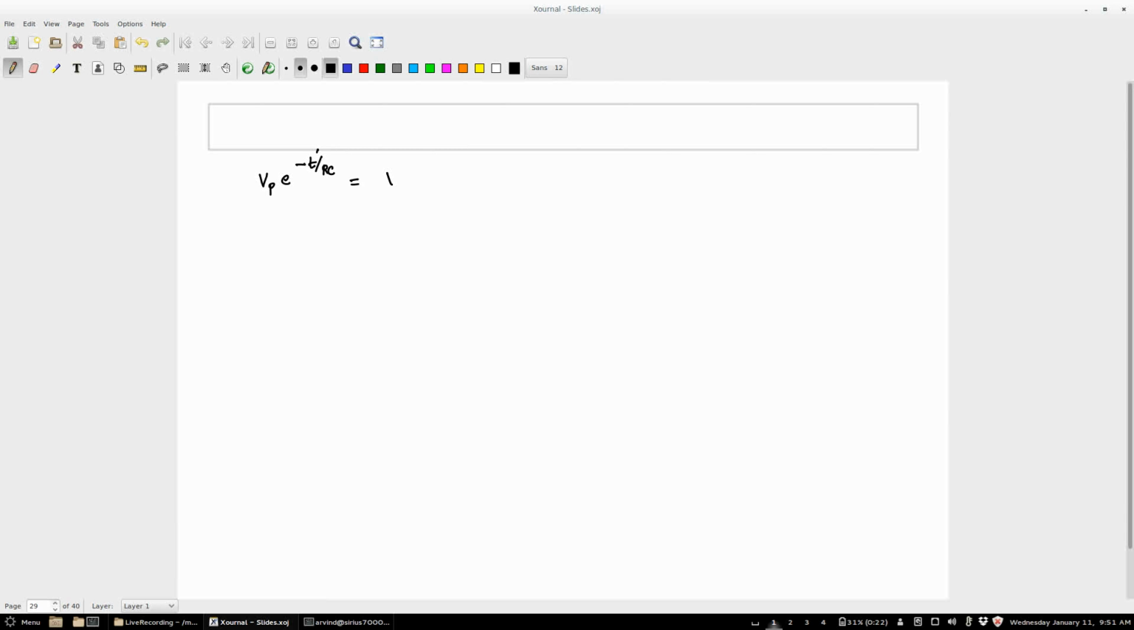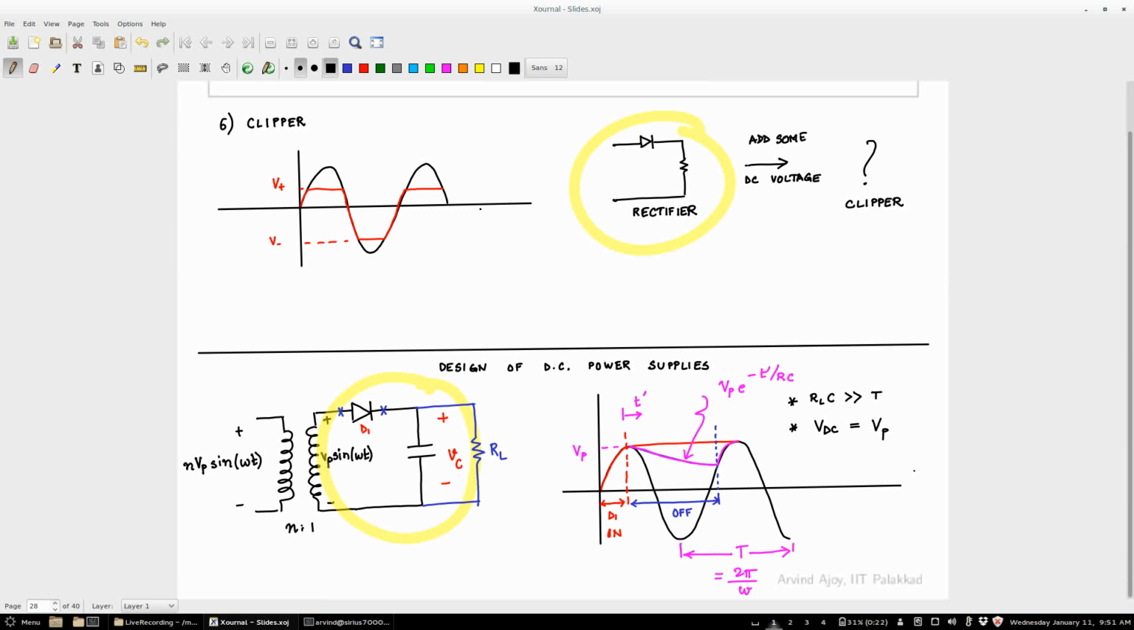Now if you have R_L C greater than T, what can you do to this exponent? Is there an approximation you can do? Yes, so your Vp e power minus T prime by RC is approximately Vp into 1 minus T prime by RC.